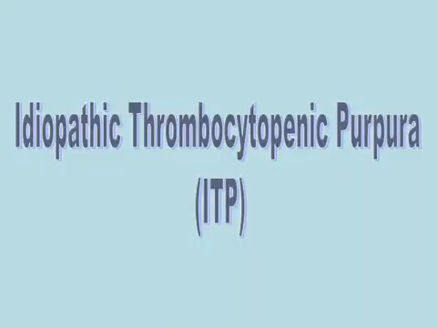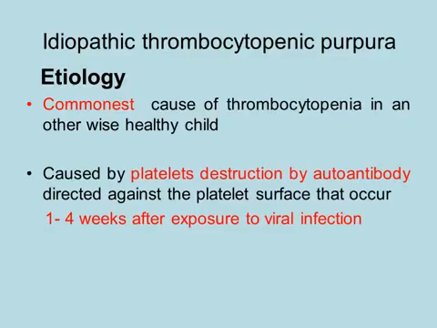Idiopathic thrombocytopenic purpura, which is recently known as autoimmune thrombocytopenic purpura, ودائما احنا نختصرها ITP. It is the commonest cause of thrombocytopenia in an otherwise healthy child, caused by platelet destruction by autoantibody directed against the platelet surface that occur 1 to 4 weeks after exposure to viral infection.